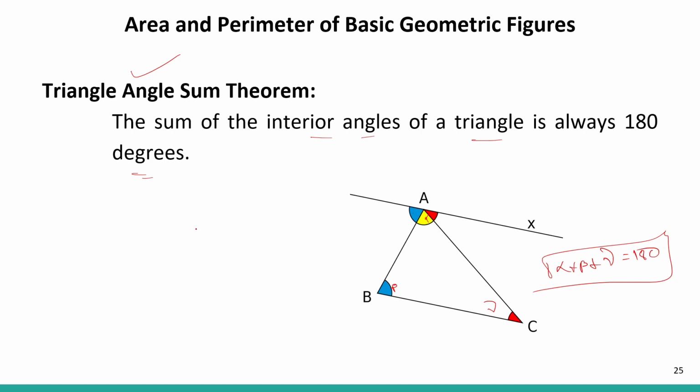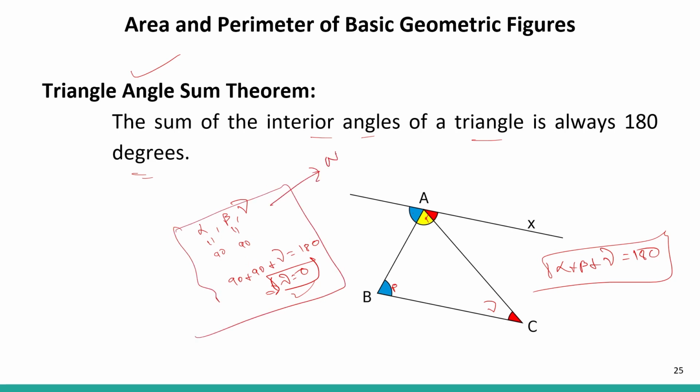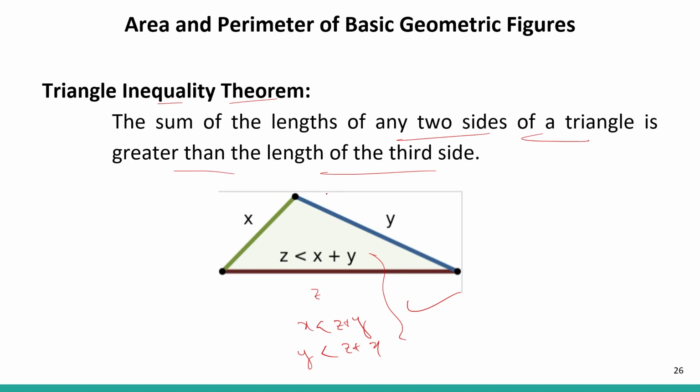Let alpha, beta and gamma be the three angles, and let alpha be equal to 90 and beta be equal to 90. Then 90 plus 90 plus gamma is equal to 180. So this implies that gamma is equal to 0. But gamma must be non-zero, otherwise it can't be an angle. If gamma is equal to 0, it is not an angle. So for gamma to be greater than 0, two angles can't both be 90 at the same time. So this case is not possible.